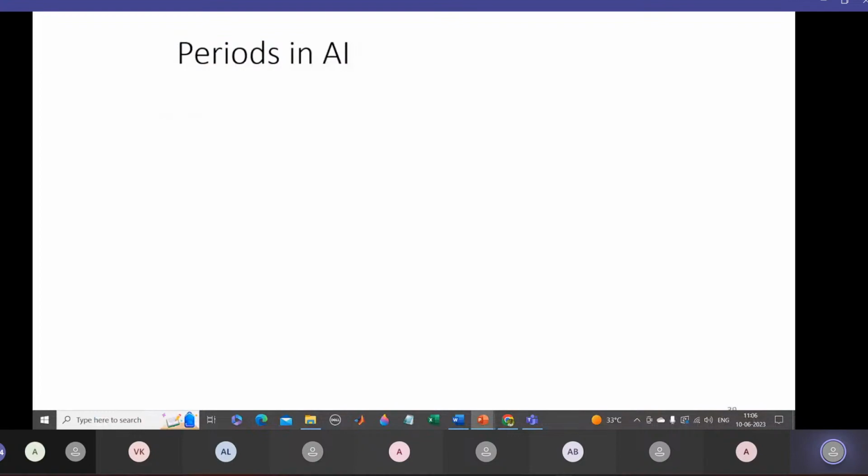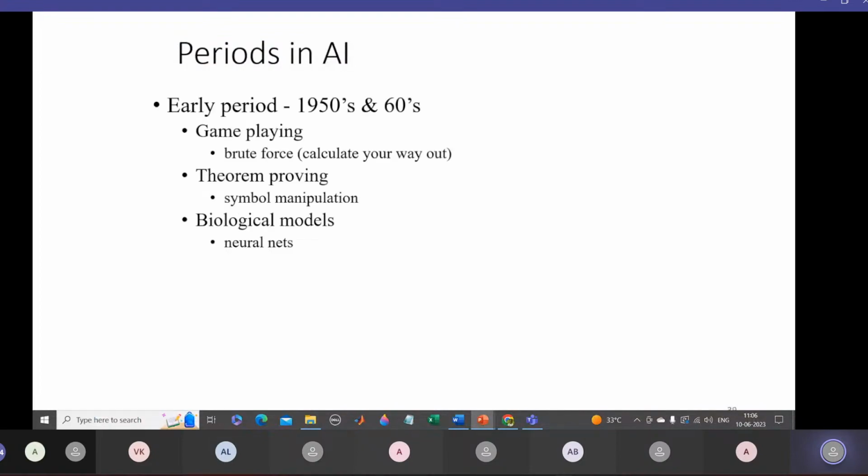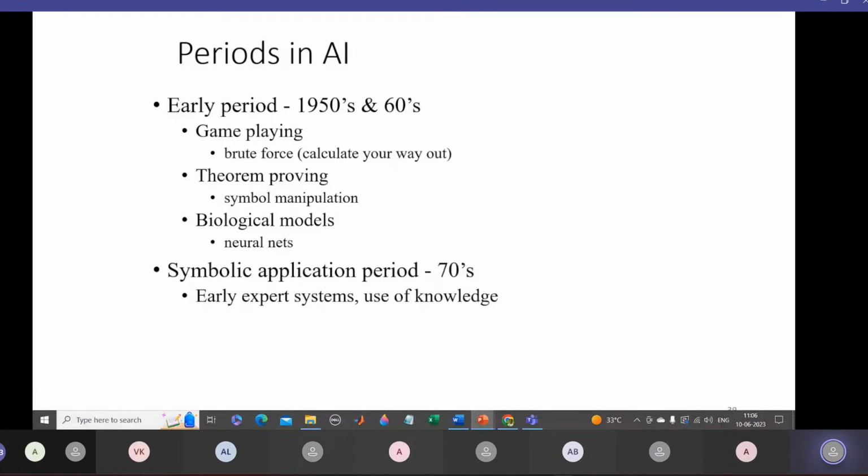So how have we had AI over the periods? The early period is the 50s to 60s, where we had game playing, theorem proving, and biological models. The symbolic application period is from the 70s, using knowledge, and then we have early expert systems. And the commercial period is from the 80s, moving on to knowledge and rule bases.